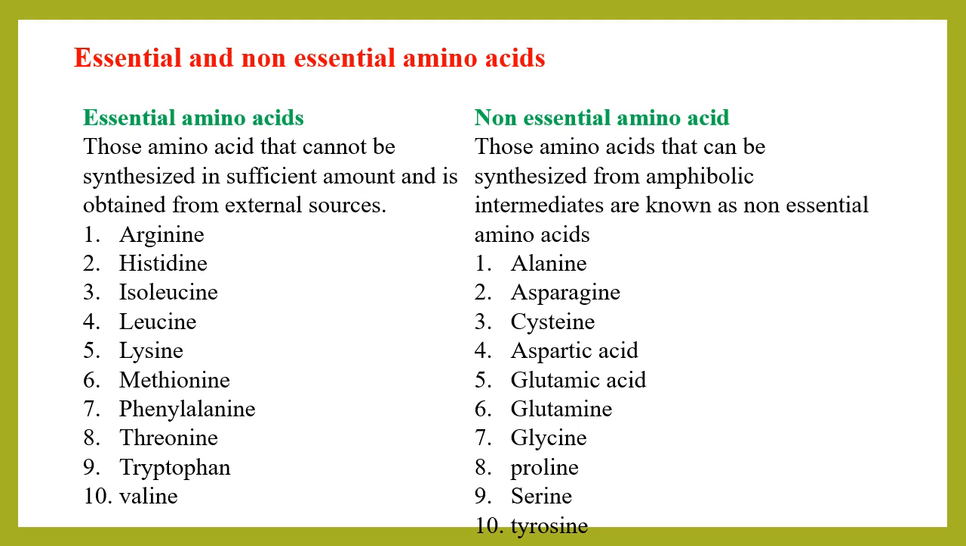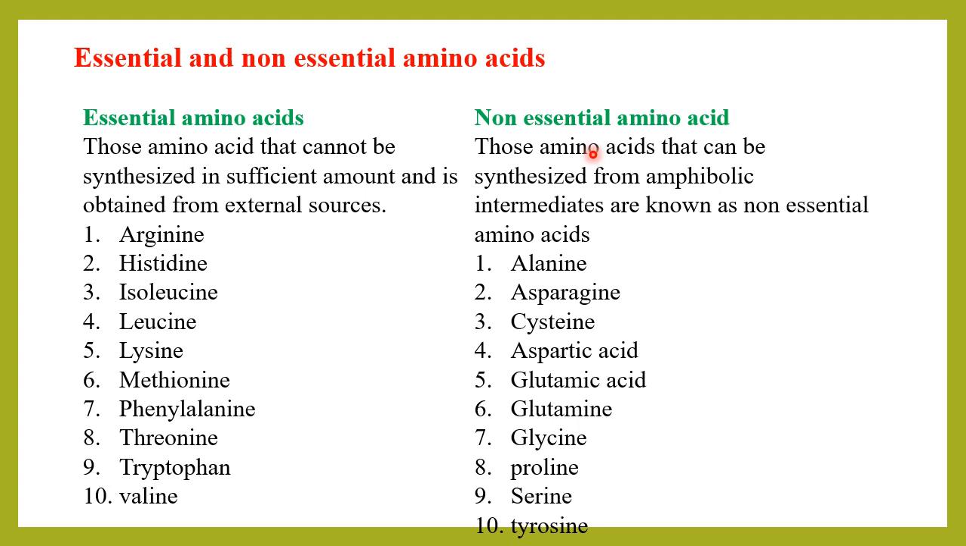So in this slide, it is about essential and non-essential amino acids. Essential amino acids are those amino acids that cannot be synthesized in sufficient amounts by our body, and for the proper functioning of our body, we obtain them from external dietary sources. So these amino acids are arginine, histidine, isoleucine, leucine, lysine, methionine, phenylalanine, threonine, tryptophan, and valine.